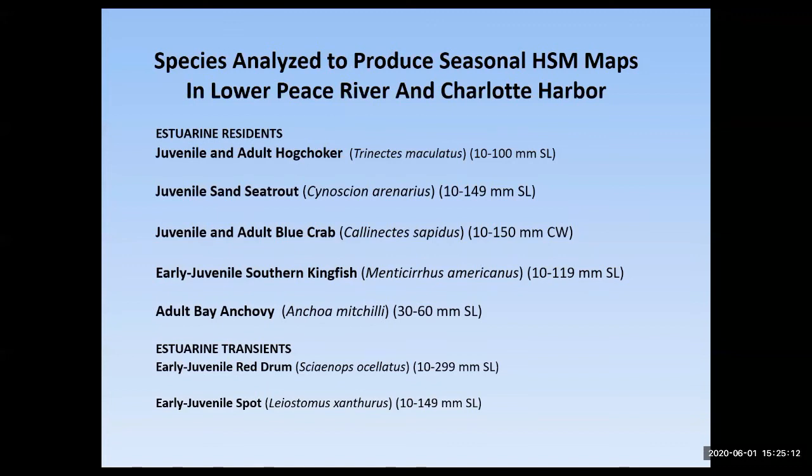So the species that we analyzed in the present study included juvenile plus adult hogchoker, juvenile sand seatrout, juvenile plus adult blue crab, early juvenile southern kingfish, adult bay anchovy. We've actually also analyzed juvenile bay anchovy. So anyways, the species I just listed.